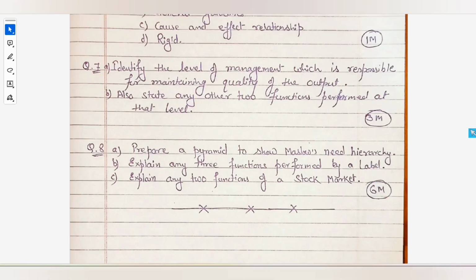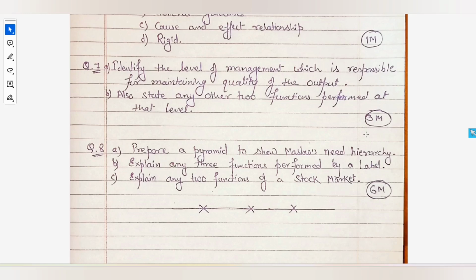Now the next question, that is question number 2 or question number 7 of the whole paper. First part, identify the level of management. So as we all know, there are 3 levels: top, middle and lower. So you need to identify any one of the levels which is responsible for maintaining quality of output. So let me remind you all that this is a very easy as well as very important part of the syllabus.